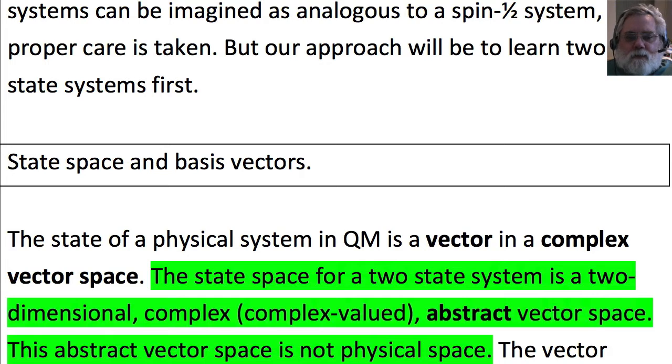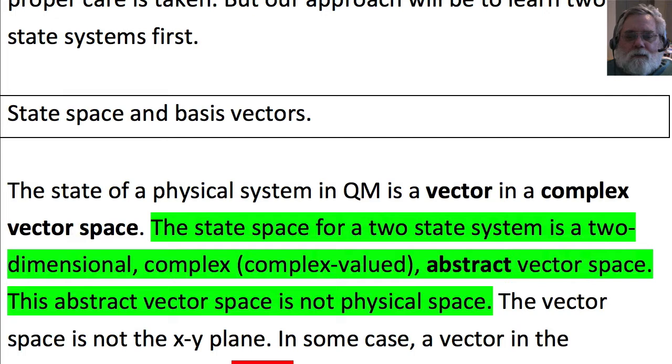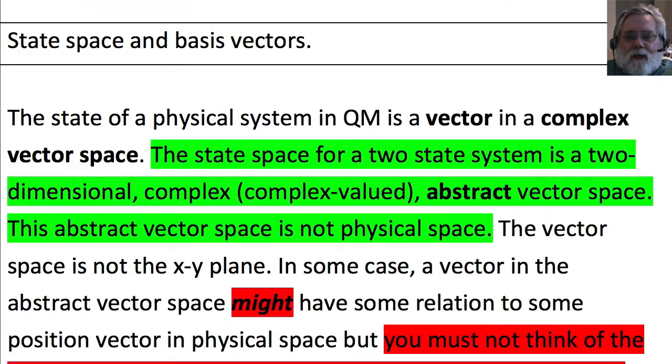State space and basis vectors. The state of a physical system in quantum mechanics is mathematically a vector in a complex vector space. The state space for a two-state system is a two-dimensional, complex-valued abstract vector space. This abstract vector space is not physical space.